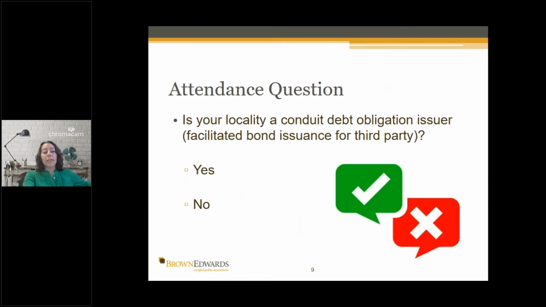So let's do a quick attendance question here. Is your locality a conduit debt obligation issuer? In other words, does your locality facilitate bond issuance for a third party, yes or no?